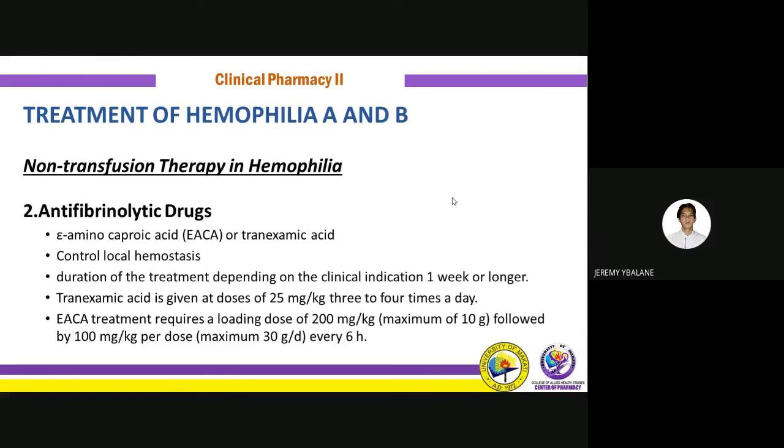Tapos yung epsilon aminocaproic acid treatment requires siya ng loading dose ng 200 milligram per kilogram. Yung max dose niya is 10 grams, followed by 100 milligram per kilogram dose. Maximum niya is 30 grams a day every 6 hours. Next slide, please.